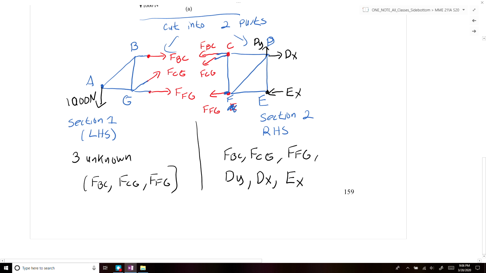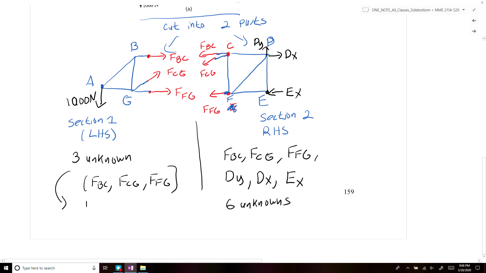Okay, so we have 6 unknowns, right? So that's a lot more than 3. So what we would do is, after you made your section cut, you would choose the section with the smaller amount of unknown forces, and you would solve for these 3 unknown forces using the equilibrium equation.